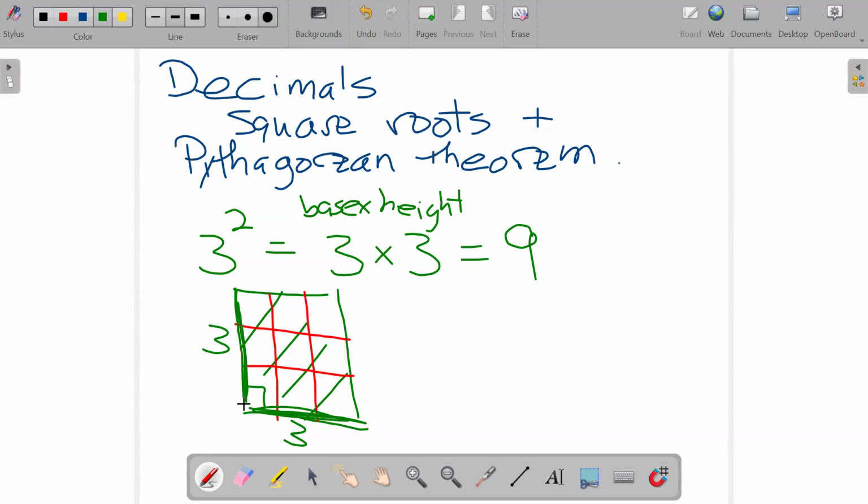Okay. And again, this is the fundamental idea of area in our society. We measure area in square units. So things like this right here: square feet, square centimeters, square miles.